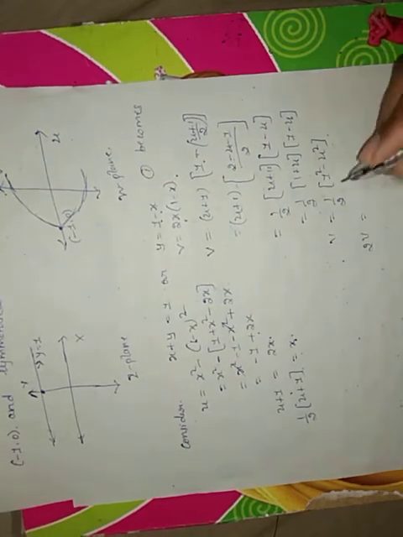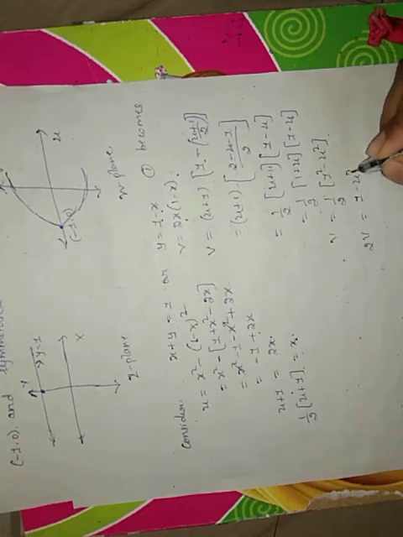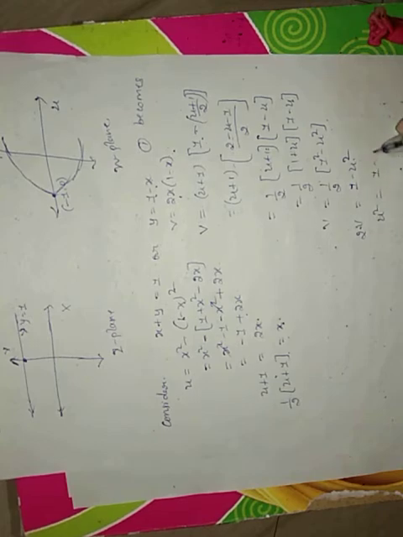Send the 1 by 2 onto the RHS side: 2v equals 1 minus u square. So u square is equal to 1 minus 2v. Take a minus 2 common outside.